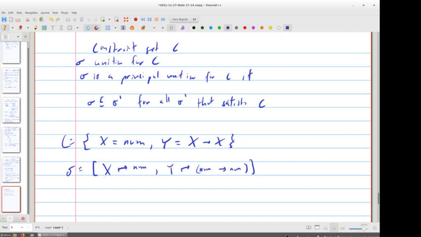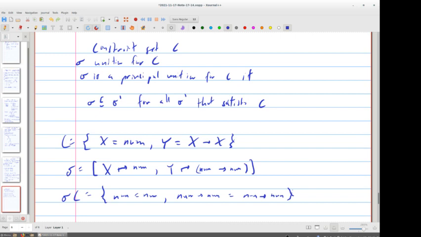If you apply this unifier to C, then you see num equals num, and num arrow num equals num arrow num. You can see all the equations have been turned into identities, with identical sides. That's why this sigma is a solution for C, because when you apply it to C, you get a bunch of trivial identities.